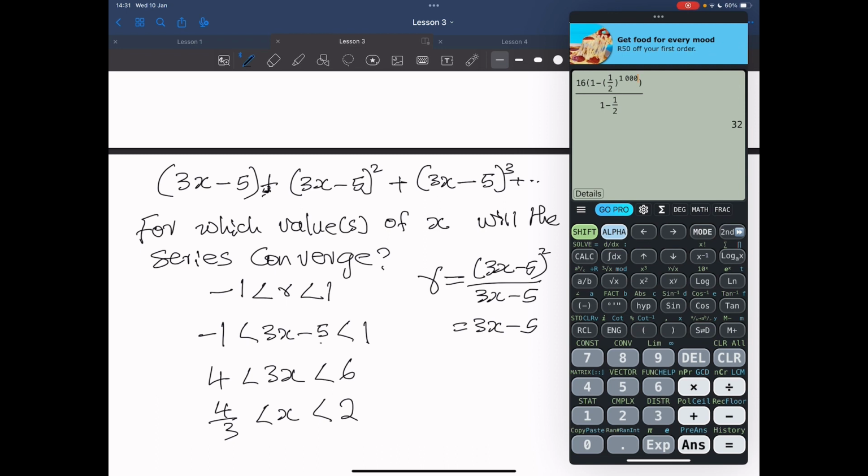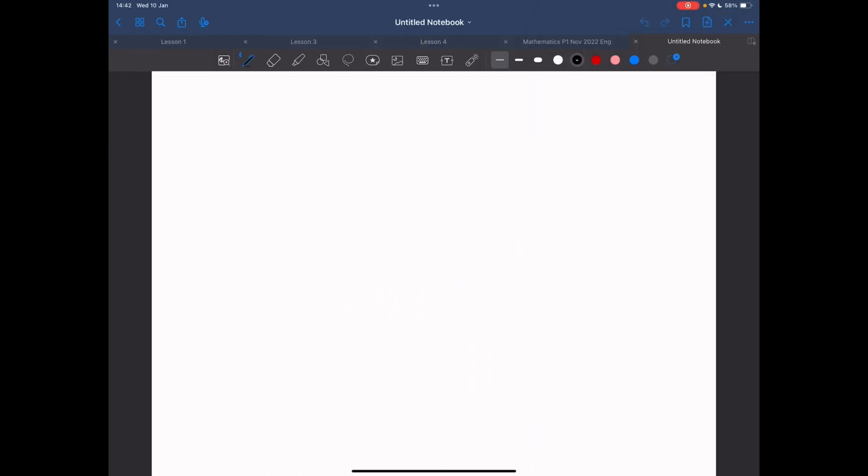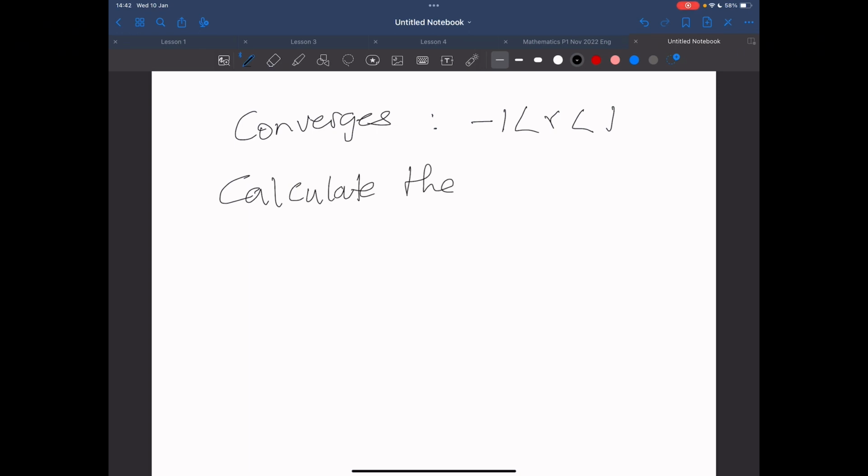Now another example, let's take another example. If the series converges, meaning if the value of r is between -1 and 1, then we are able to calculate the sum to infinite number of terms.